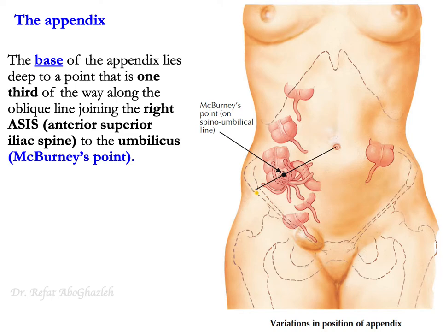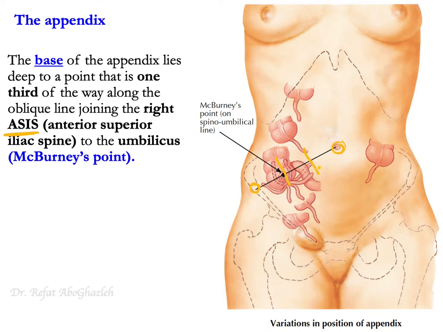You remember from previous lectures that this is the iliac bone, and anteriorly there is a very important process, which is the anterior superior iliac spine. It is an easy landmark to find, and you know the umbilicus here. If you draw a line between these two landmarks, and take the point located one third of the way along the oblique line joining the anterior superior iliac spine and the umbilicus, you will find the location of the base of the appendix. That means this oblique line is divided into three parts.